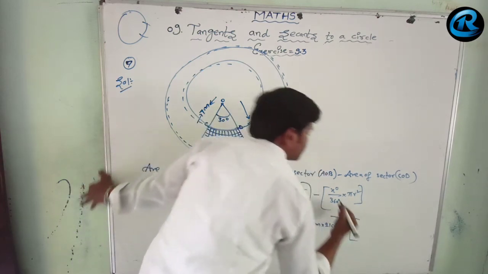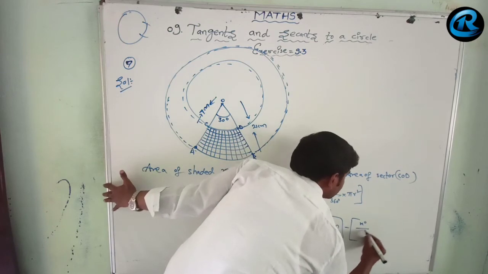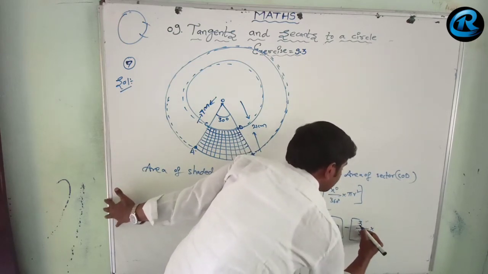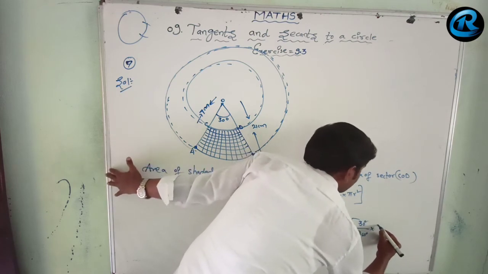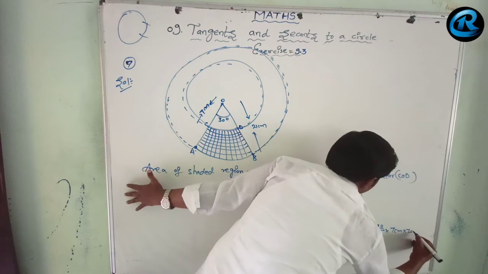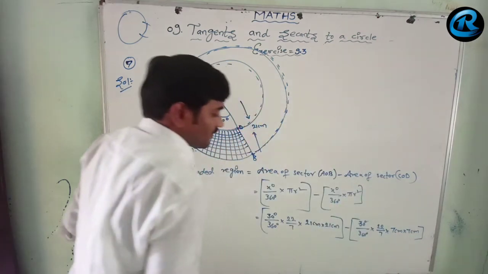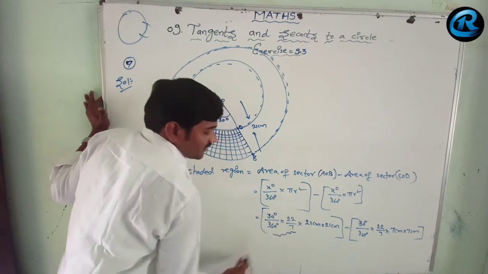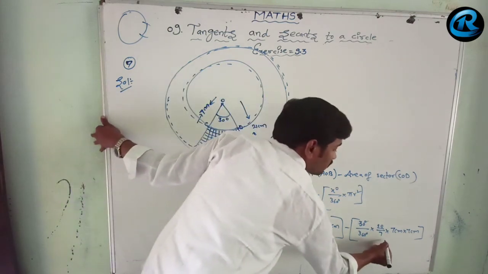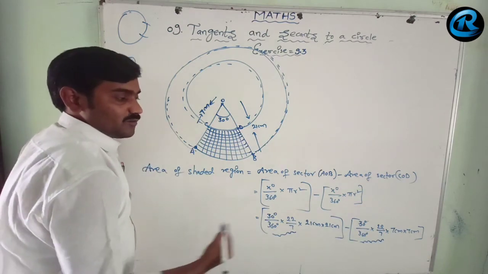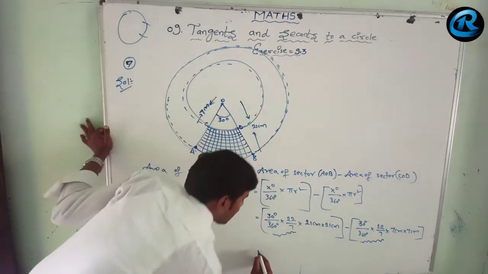Minus, here also we substitute the same thing, x degrees by 360 degrees into x is 30 degrees, pi value 22 by 7, into r value, here 7 centimeter into 7 centimeter. And if you see in both, this 30 degrees by 360 degrees into 22 by 7, both are the same, no? Let us take out the common factor.